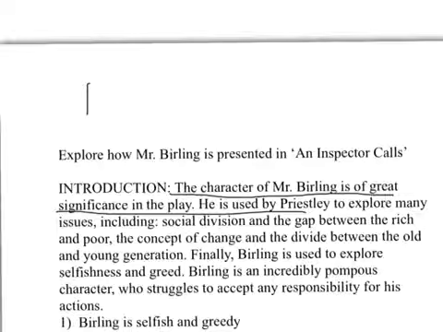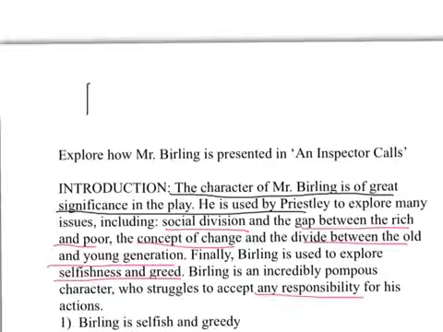But I then become even more specific down here. I've actually set out exactly how he's used. He explores many issues including social division, the gap between the rich and the poor, the concept of change and the divide between the old and young generation. Finally, Birling is used to explore selfishness and greed. Birling is an incredibly pompous character who struggles to accept any responsibility for his actions. So immediately in the introduction, I have covered a lot of ground, and I've also begun to allude to context, which I will come on to shortly.